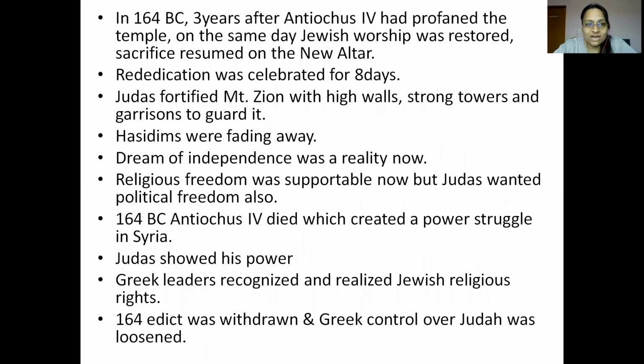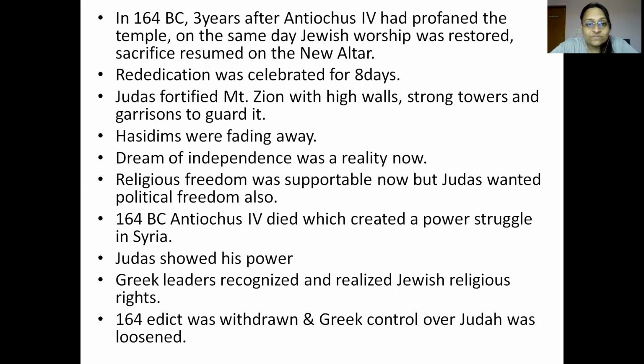In 164 BC, three years after Antiochus IV had profaned the temple, on the same day, the Jewish worship was restored. The day when Antiochus IV had destroyed or dishonored the temple by establishing the idol and offering the sacrifice of swine. After three years, on the same day, because Judas had already cleansed the temple, the Jewish people began to worship once again, and the Jewish worship was restored, sacrifice was resumed, and the new altars.